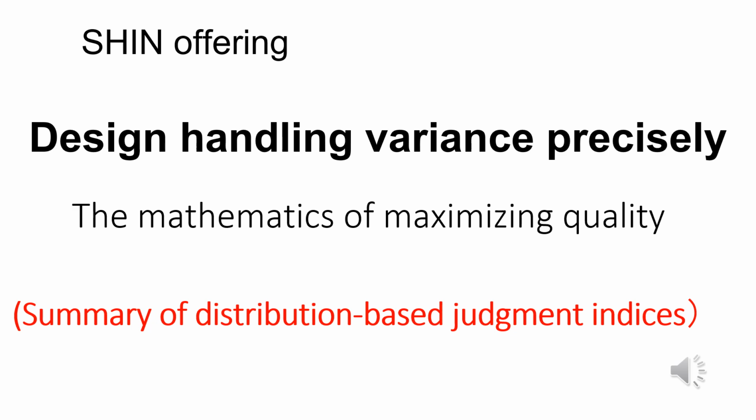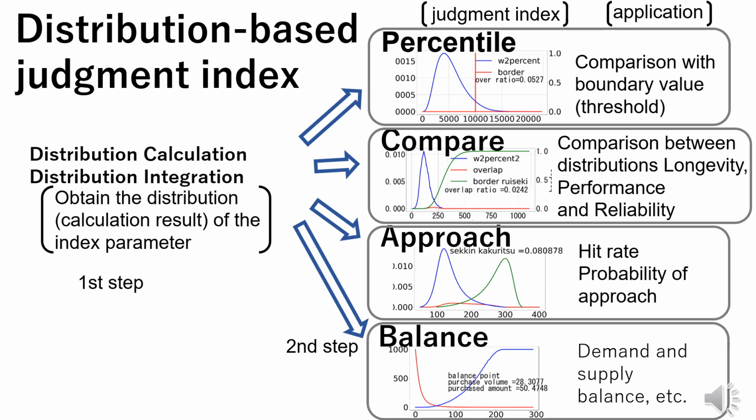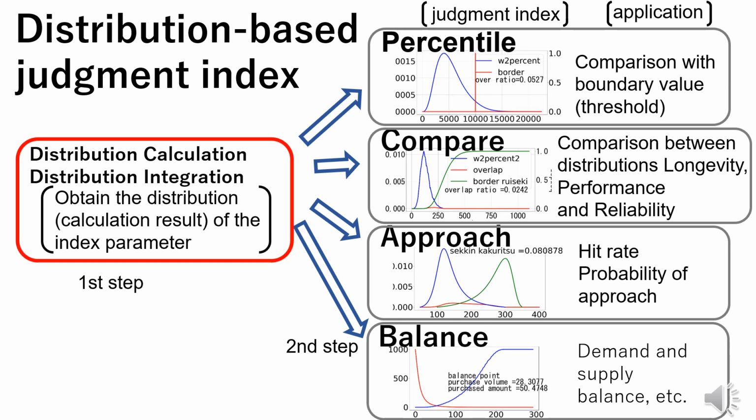This time, I've summarized those judgment indices. In the latest publicly available tool, you can use the 4 judgment indices described here. By using the distribution calculations and distribution integrals explained in the book and video, you can obtain the correct shape of the distribution of the calculation results, which makes it possible to use these judgment indices, enabling highly accurate judgments that take variance into account in design and analysis.